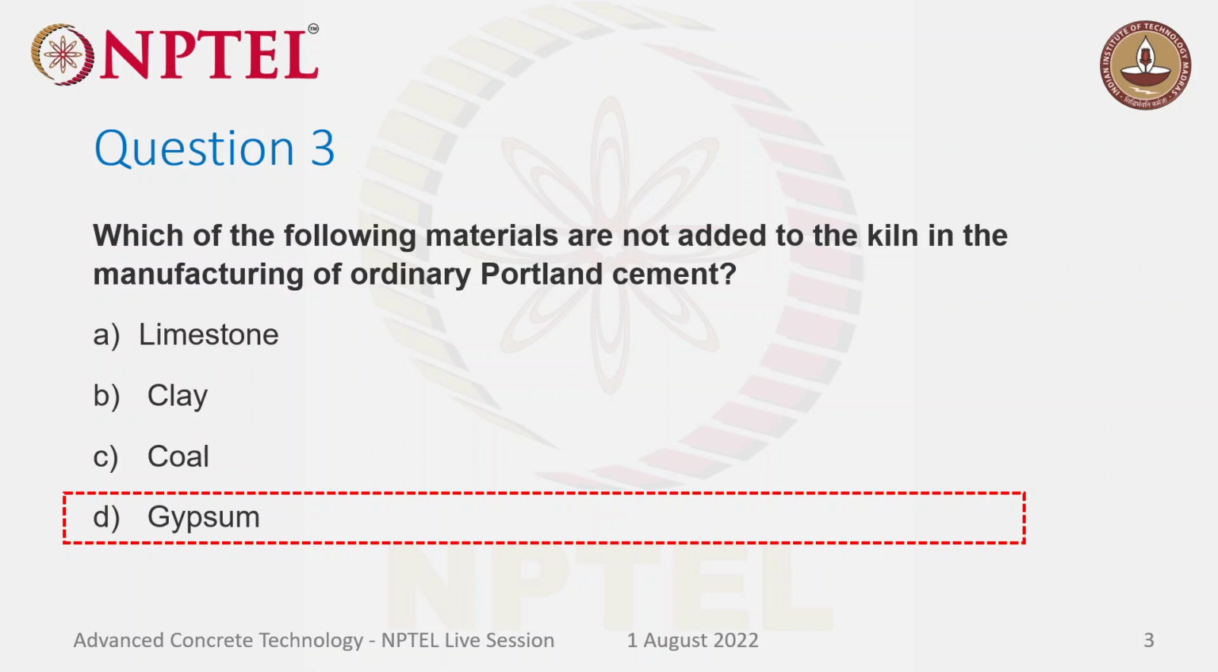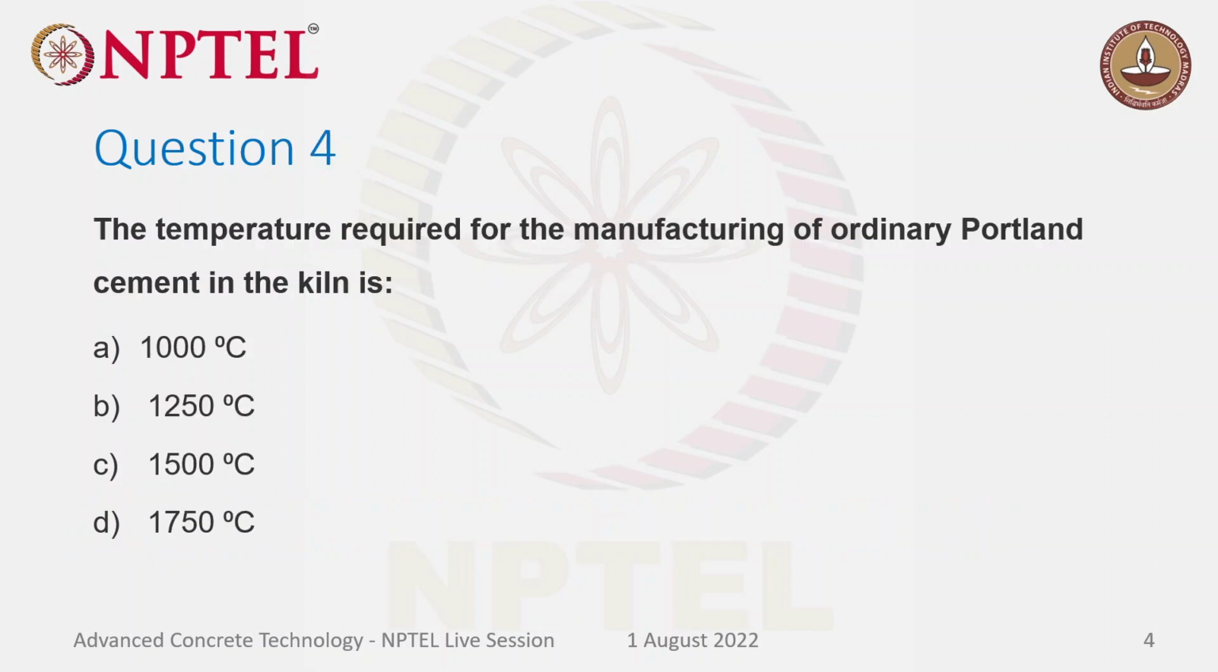Everyone must have felt coal is not required, but coal is required for heating the material, for burning the material. Okay, now let's move to question 4. This is a very direct, simple question. What is the temperature required for manufacturing of ordinary Portland cement in the kiln?